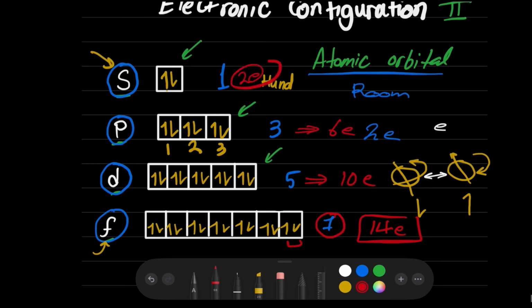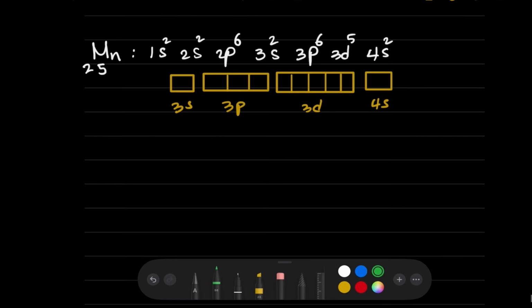Now let's go to the second question. If I ask you to fill those atomic orbitals with the corresponding electrons in the manganese atom, which has 25 electrons, I don't need you to write the whole filling. I'm just focusing on the third shell, which contains all we need, in addition to the 4s. How can I draw the electrons inside these atomic orbitals based on the given electronic configuration? You have to fill those electrons this way.